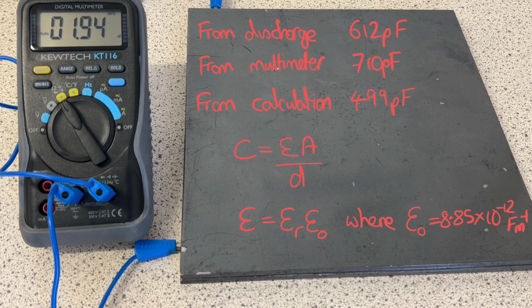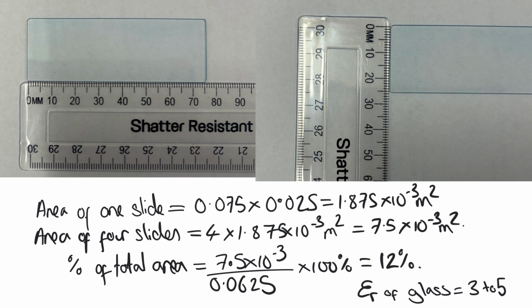When I did the calculation, I took the permittivity to be the permittivity of free space, which I justified as being reasonable because it was mostly air in between. But I ignored the relative permittivity. Now, the relative permittivity of air is approximately 1, so that isn't a problem. But what about the glass microscope slides? Well, if we measure up and calculate their area, we can work out that the microscope slides are actually about 12% of the total area.